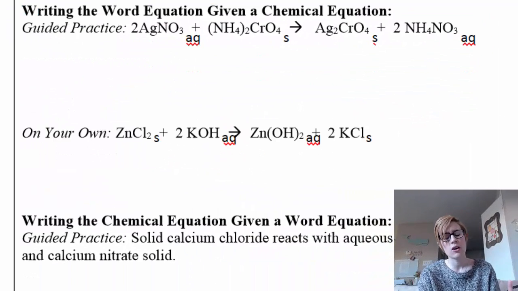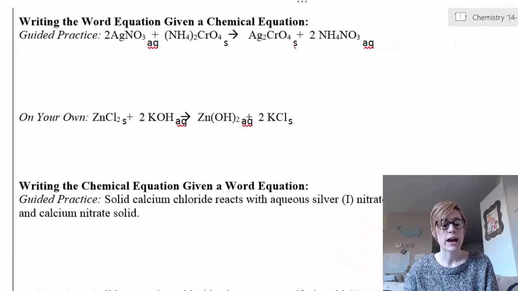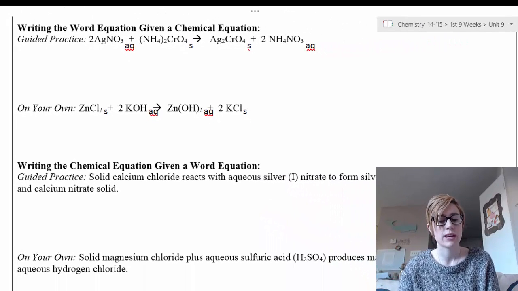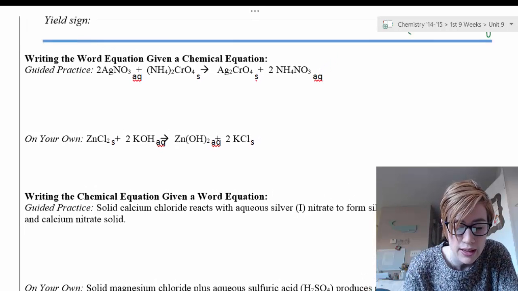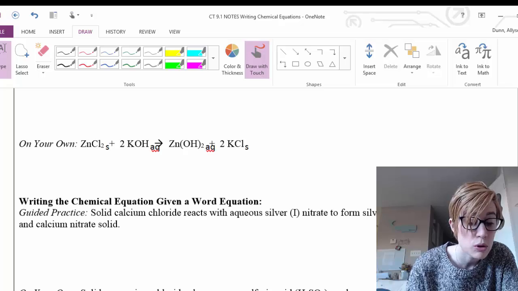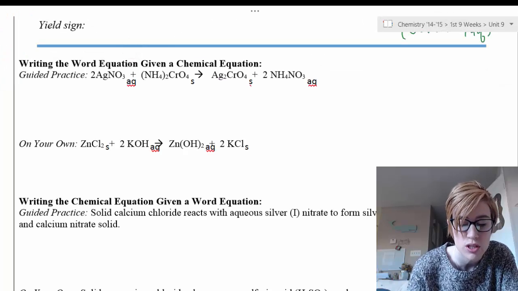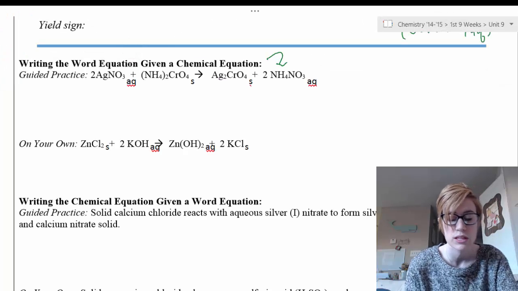Okay, so we're now going to practice writing out a word equation if we're given a chemical equation. The chemical equation is the equation that has the symbols, the formulas, the numbers, the coefficients, all of that. That's referred to as a chemical equation.